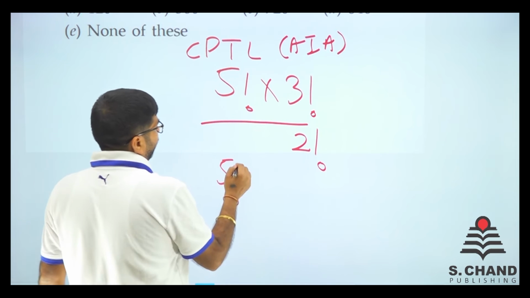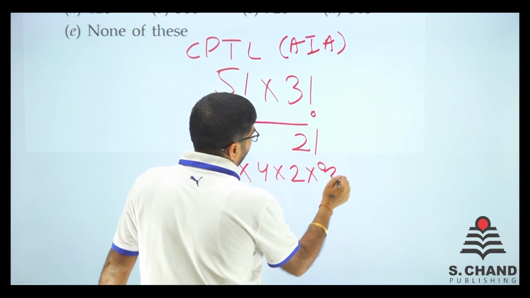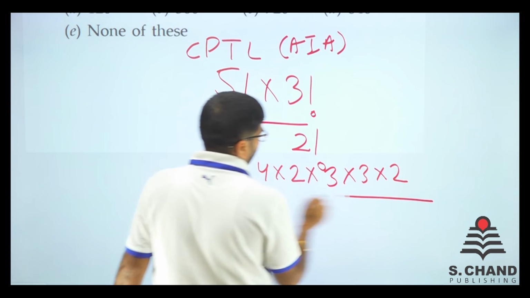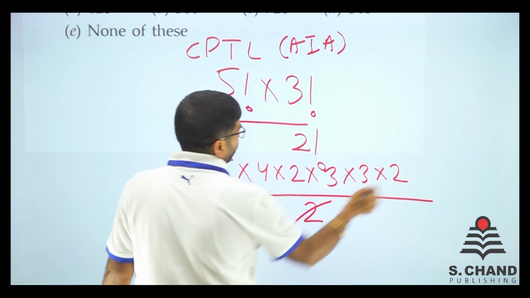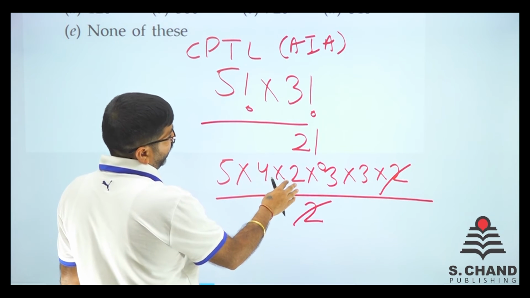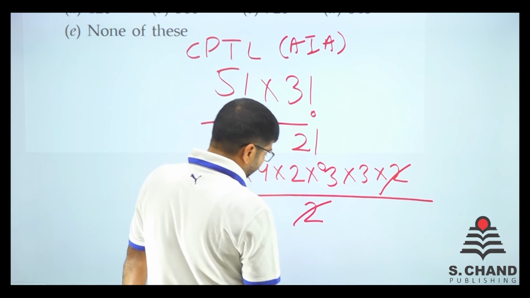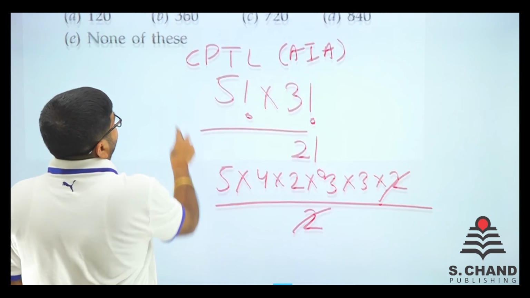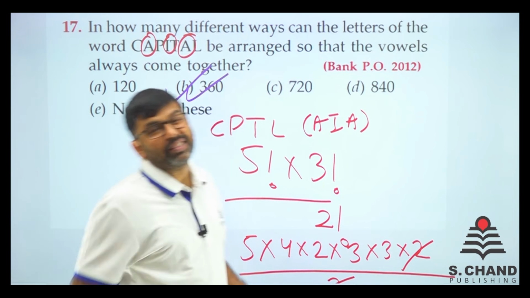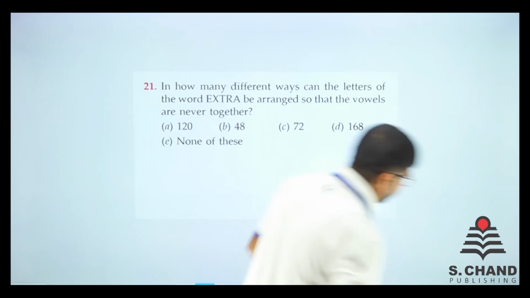Here we go. 5 into 4 into 3 into 2, 3 into 2 into 3 into 2 divide by 2. So 2 and 2 gone. Here we go. 5 into 4 is 20, 20 into 2 is 40, 40 into 3 is 120, 120 into 3. So 120 into 3 is 360. Is there any option like 360? Here we go. Simple question, simple answer. We are done. Okay, so let's move on to next question.